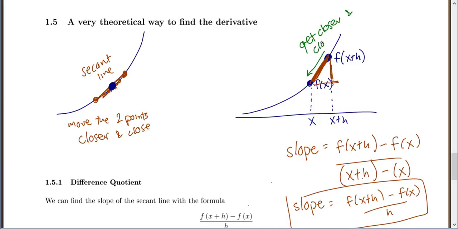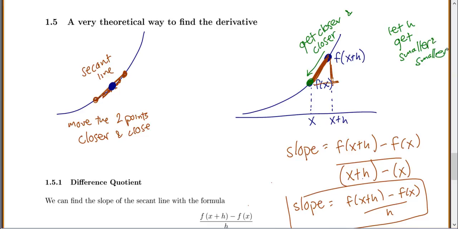We want to get closer and closer to our actual point, because then the slope will actually match up to the slope at that point. So if we want to get closer and closer to our actual point of interest, we're going to let h get smaller and smaller.